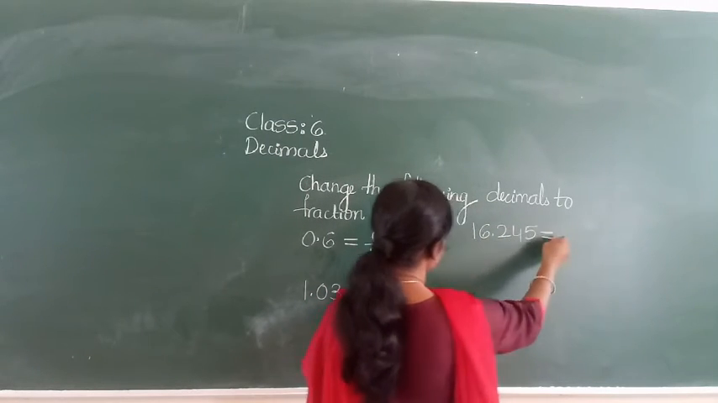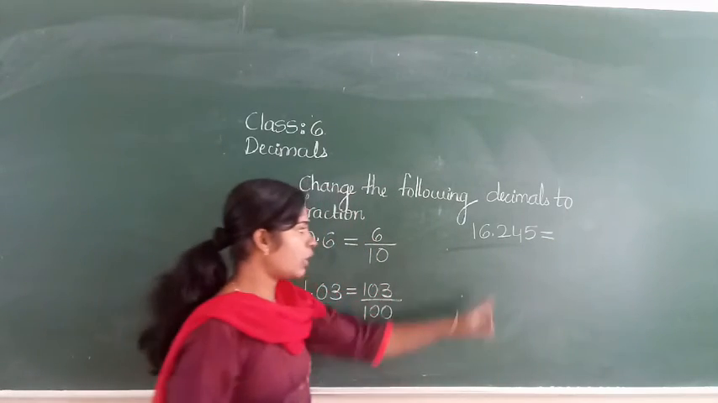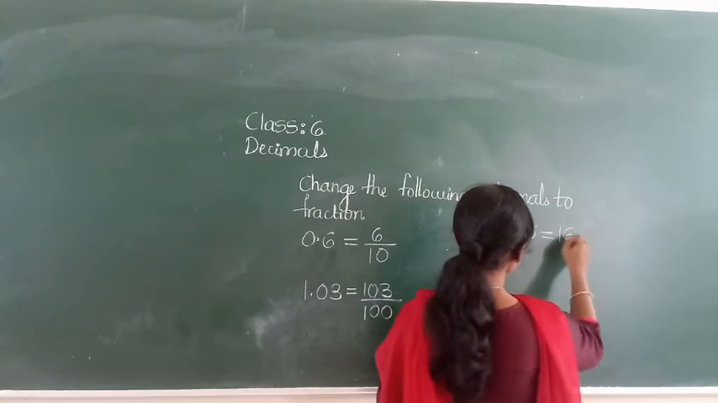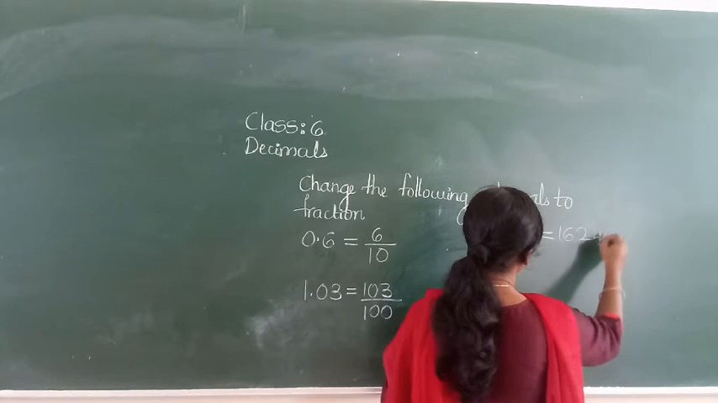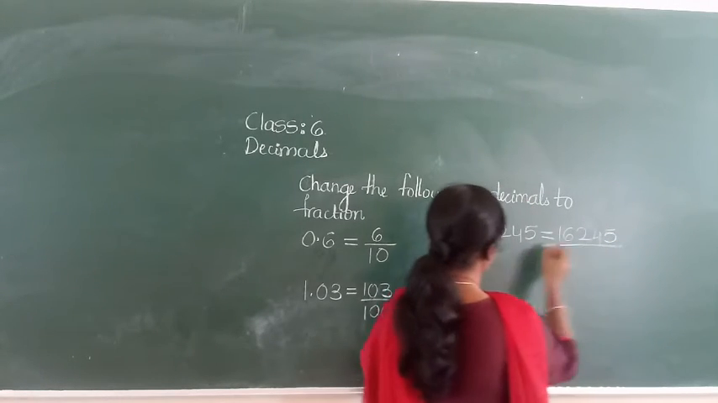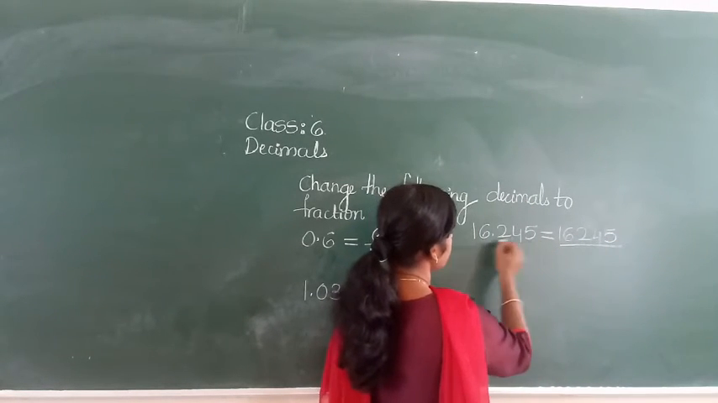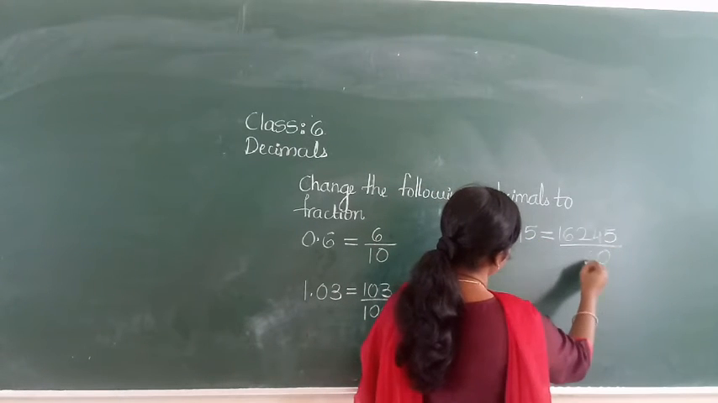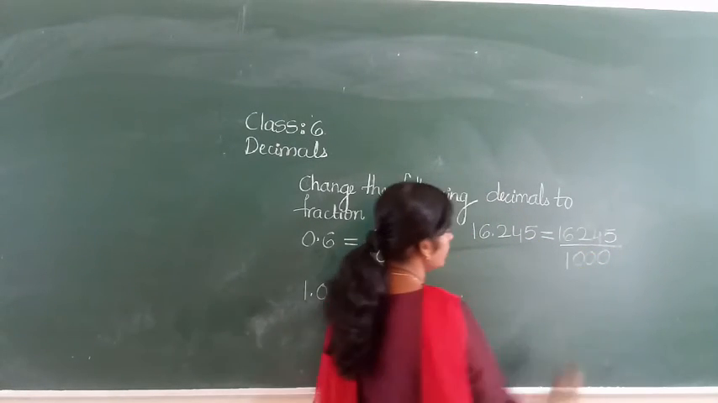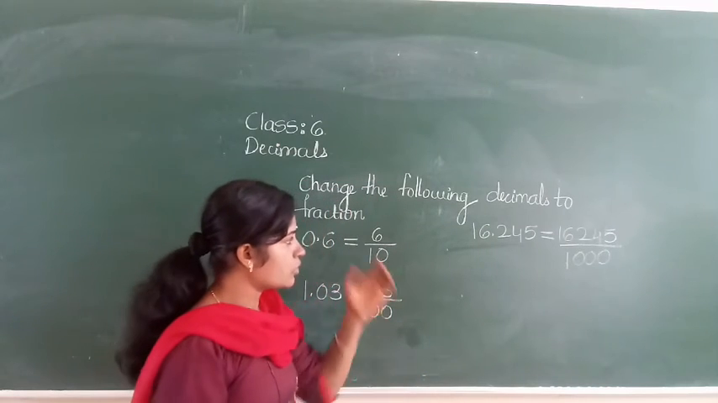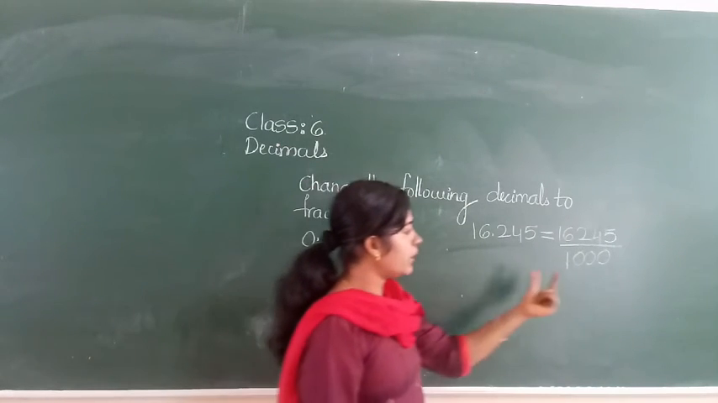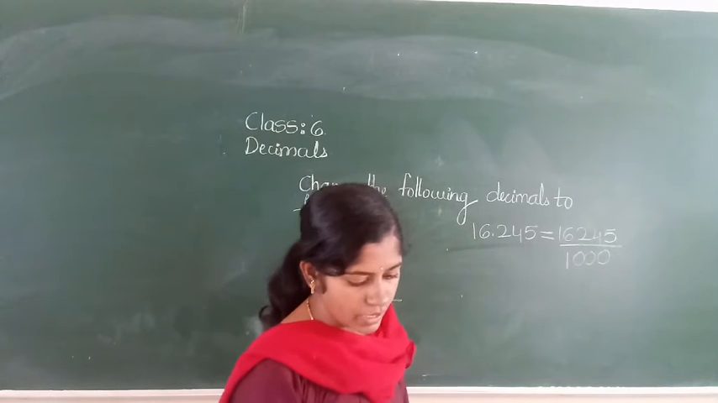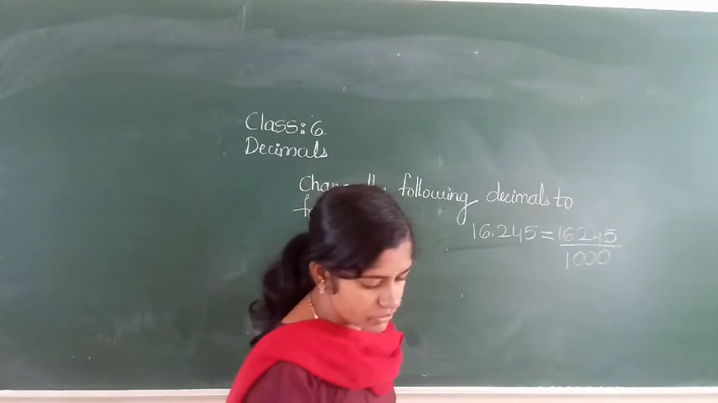Next I will take one more example, 16.245. Without the point you have to write the whole number: 16245. And see how many digits are there in the decimal place? 3: 1, 2, 3. Give 3 zeros, and after that you put 1. So 16245 divided by 1000.